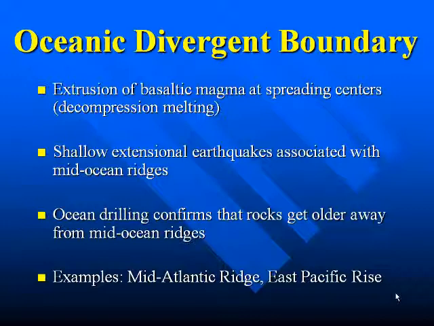You get this extrusion. The magma is basaltic, which is really, really dense. It is melting. And then you have a lot of very shallow, just under the surface earthquakes where those ridges are, because there's so much energy there and so much movement there. So we have proof that the age of the rocks as you move away from those ridges is getting older and older and older. So the ocean floor is actually the oldest right along the edge of the continents.